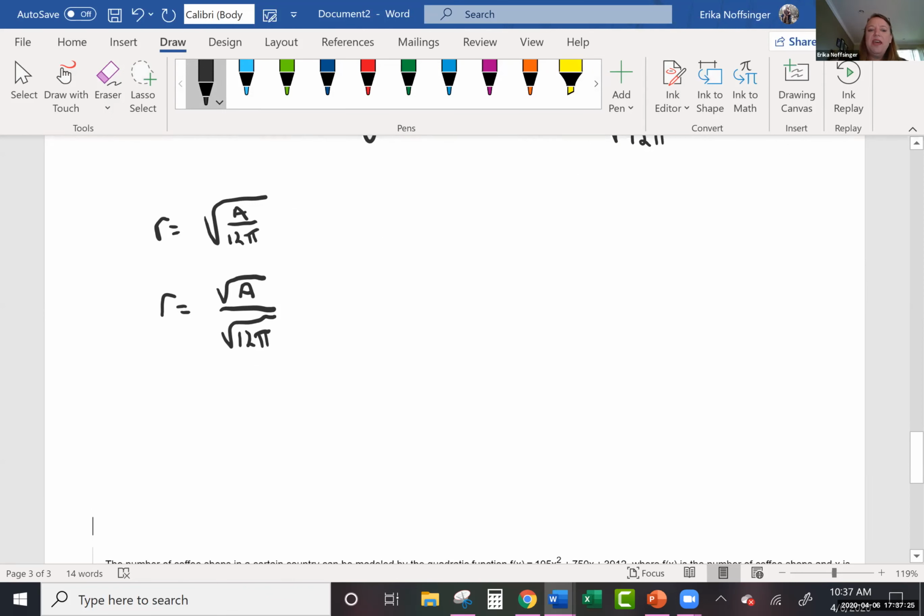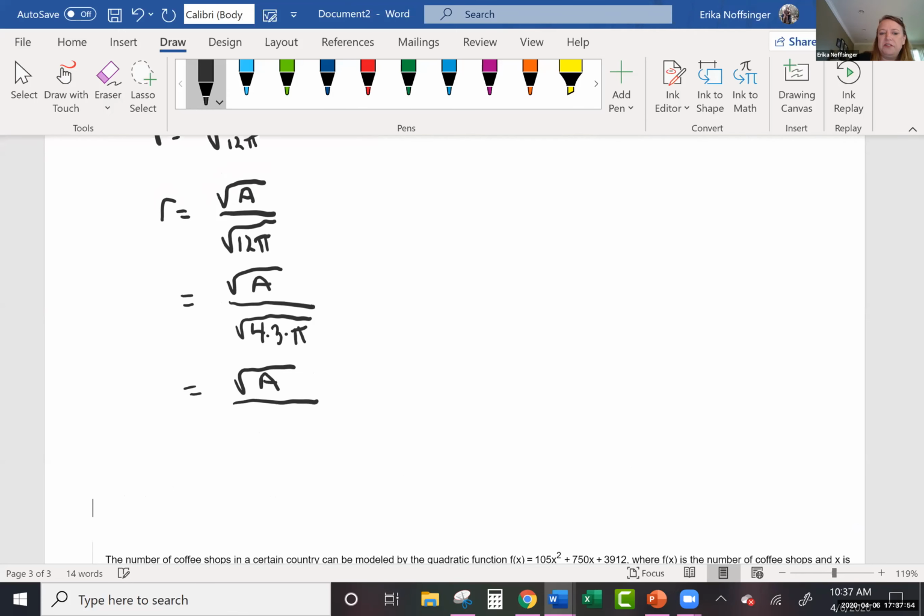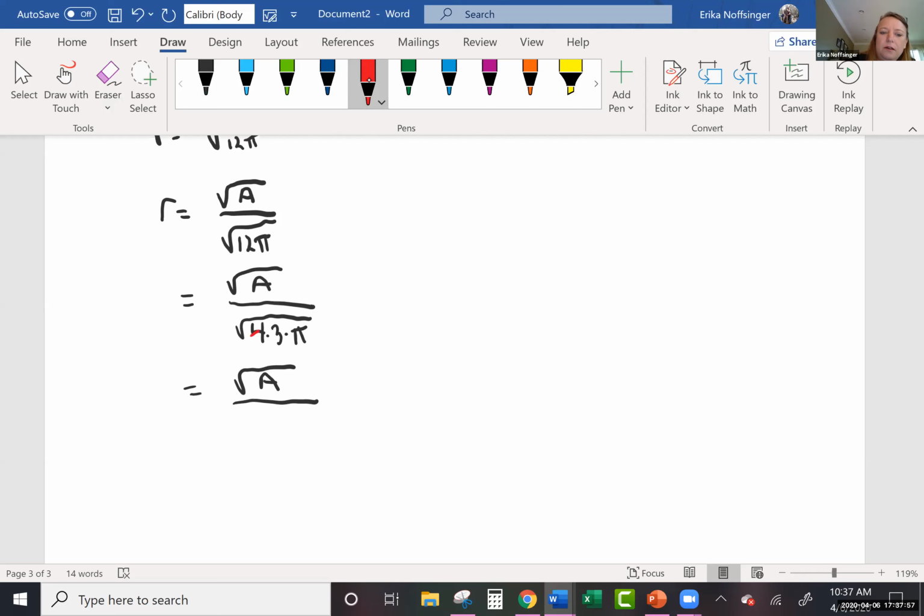And so I can pull out stuff now, or I can do it later. I noticed that square root of 12 has a factor that's a perfect square. And so I know that this is the same thing as 4 times 3 times pi, or square root of A all over. So we can pull out the square root of 4, which is 2. And underneath the radical, we're left with a 3 pi.